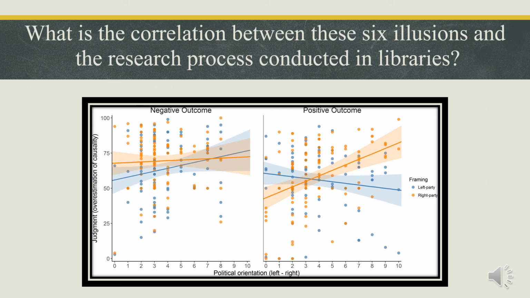What is the correlation between these six illusions and the research process conducted in libraries? In my opinion, these six illusions are a part of our everyday lives in terms of our perceptions of the real world. We as librarians research by the way of evaluating certain issues and aspects of the library that we are knowledgeable about. However, we tend not to see the whole picture. Our minds are focused on just one particular aspect of the research when there are so many more possibilities and outcomes that we should also focus on as well.